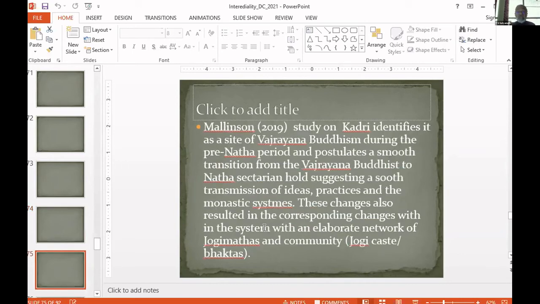Mallinson's study on Kadri identifies it as a site of Vajrayana Buddhism during the pre-Natha period and postulates a smooth translation from the Vajrayana Buddhist to the Natha sectarian hold, suggesting a smooth transmission of ideas, practices, and the monastic system. These changes also resulted in corresponding changes within the system, with an elaborate network of yogi mathas and community, a yogi caste community, or the bhaktas.